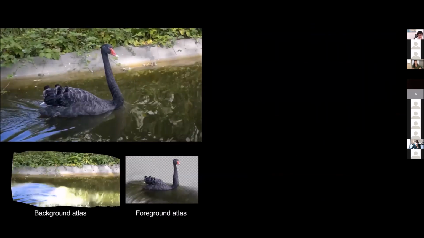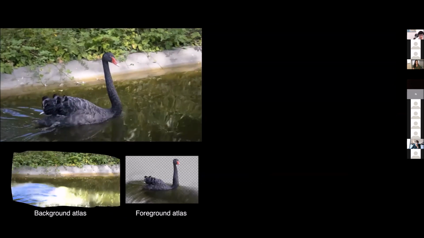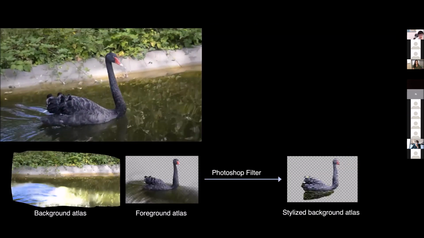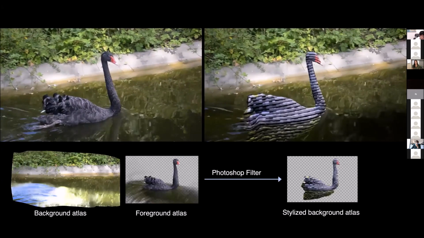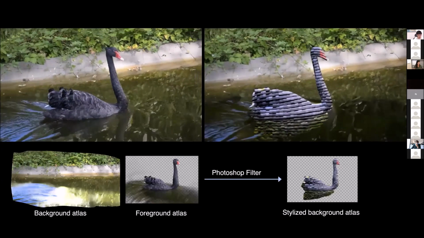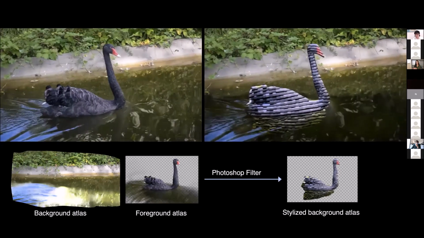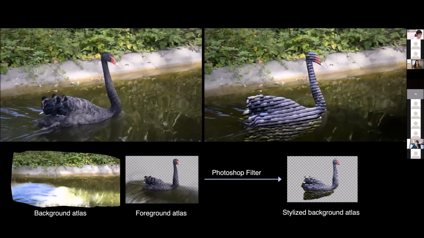We can do this to this black swan example, this time for the foreground object, just by applying some Photoshop filter. And you can see how, because we are solving for the decomposition, we are able to also edit the reflection in the water, not just the swan itself.